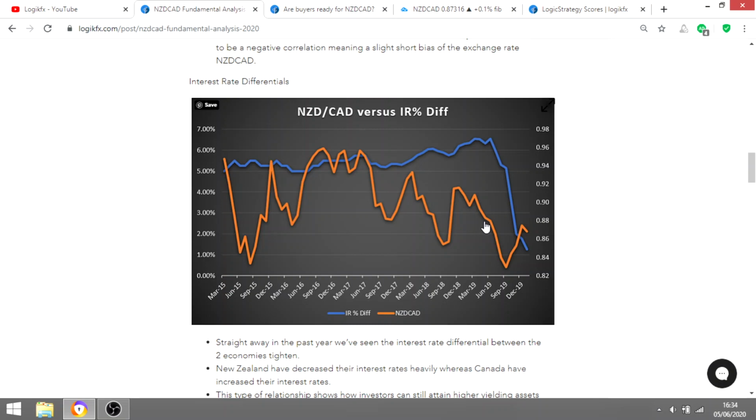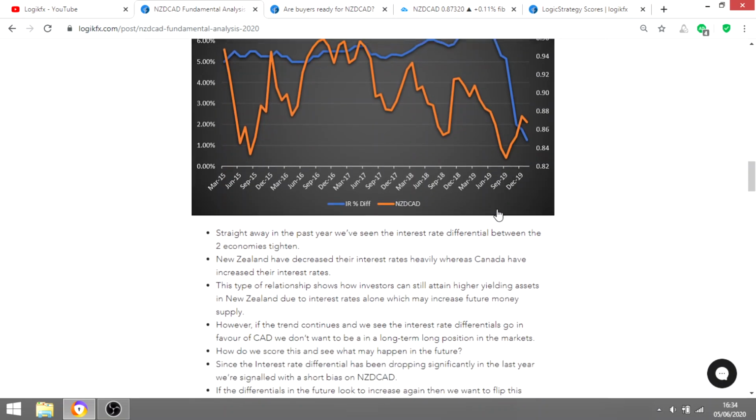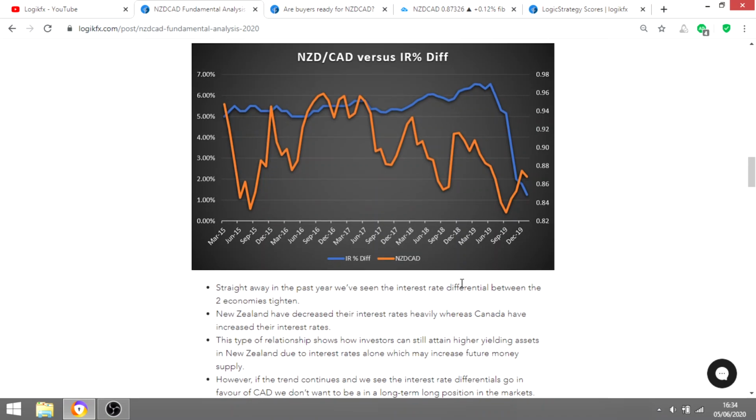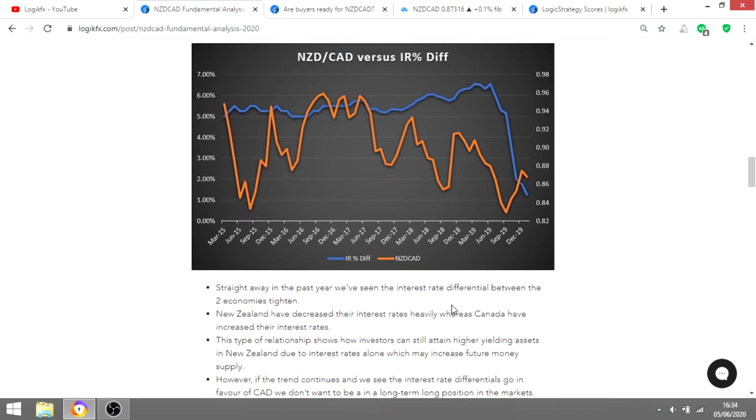Another point that we've analysed is an important one, which is the interest rate differentials and the NZD CAD. And what we can see straight away is that in the past year, the interest rate differentials between the two economies have tightened. This means that New Zealand have decreased their interest rates heavily, whereas Canada have increased their interest rates during that time. This was in January. And this type of relationship shows how investors can still attain higher yielding assets in New Zealand due to interest rates alone, which may cause future money flow and supply.